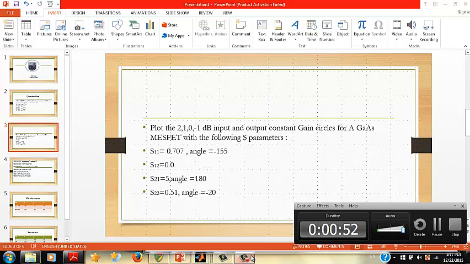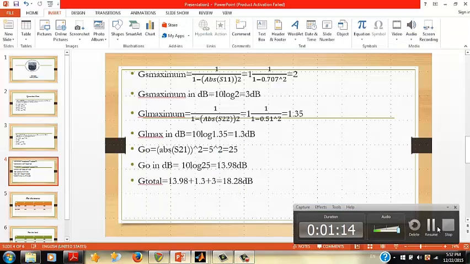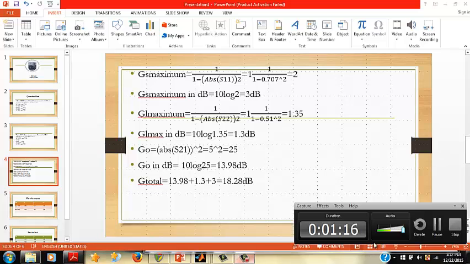Here the question says, we plot the 2, 1, 0 and minus 1 dB input and output constant gain circles for a gallium MOSFET with the following S parameters that we have here. Now we will place these S parameters on the calculator. Now we will calculate the maximum gain for the source and the load. The maximum for the source equal to 3 dB and for the load equal to 1.3 dB.